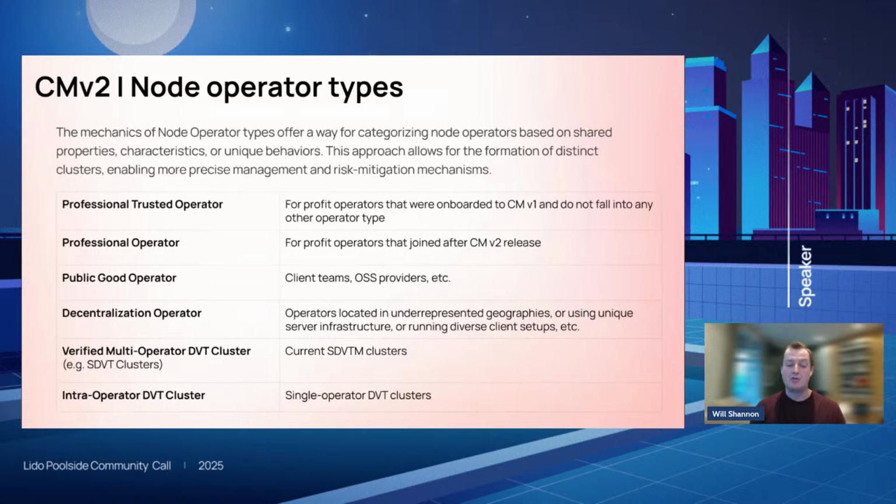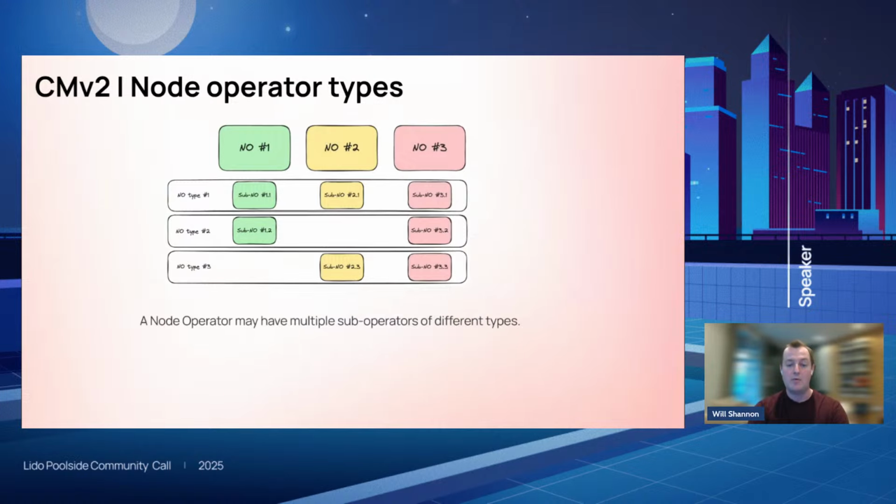And then finally is intra-operator DVT clusters. These are clusters of validators that node operators are running as a single node operator, which we're starting to see in the curated module with a recent proposal. I think this is a great example that leads into the next feature, which is sub-operators. Today in the curated module, if there's a node operator, they have one node operator entry. With curated module V2, they might have multiple.